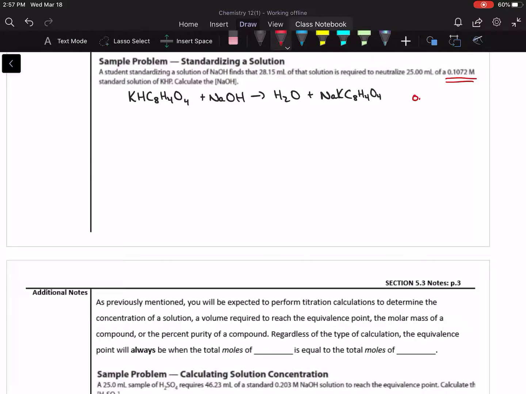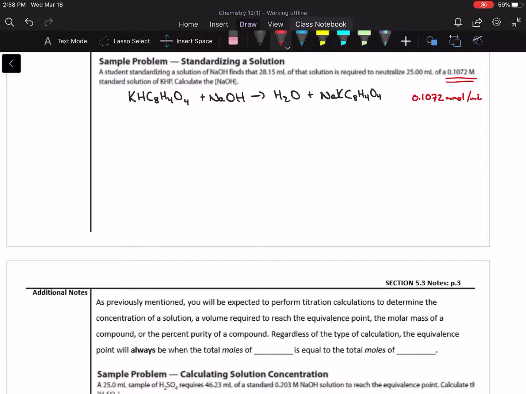So the concentration, we would say, is 0.1072 millimoles per milliliter rather than moles per liter. So we've just divided each unit by 1,000. And so that's going to save us a step rather than having to convert from mL to liters every time. Okay. KHP is a monoprotic acid, so as we can see in the reaction, it's a one-to-one reaction.